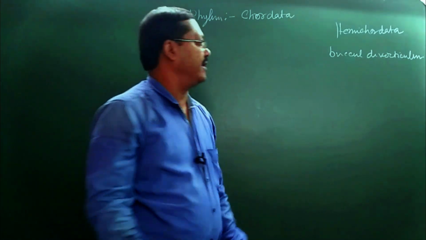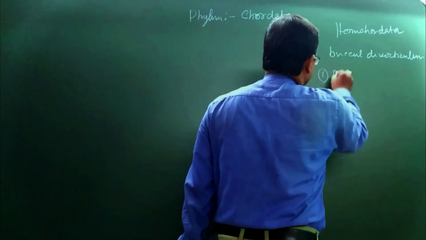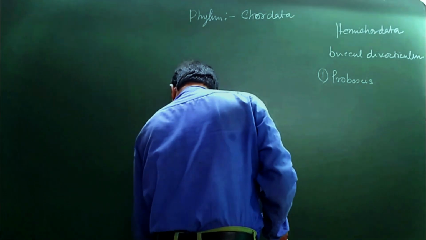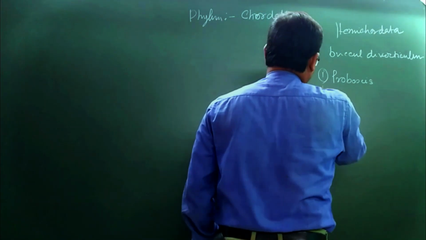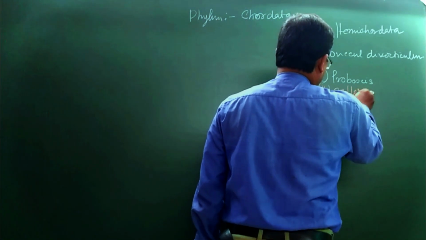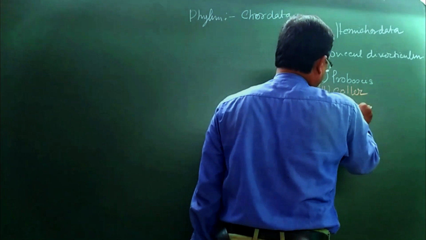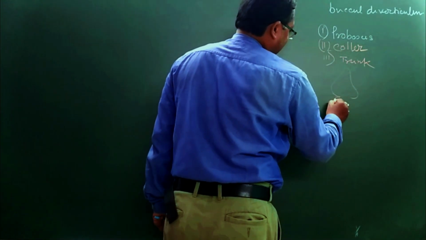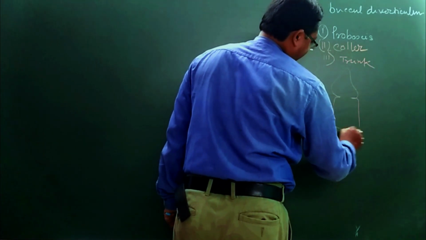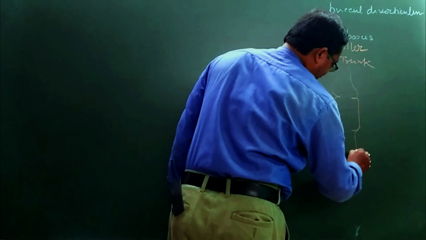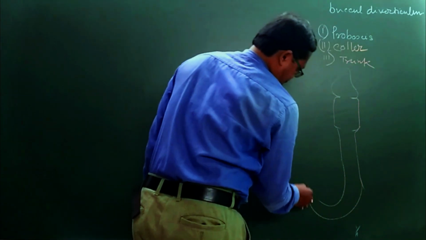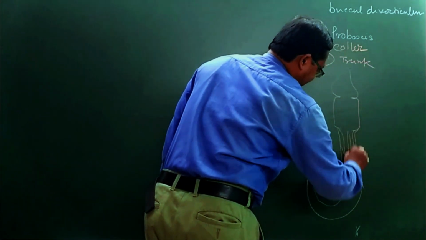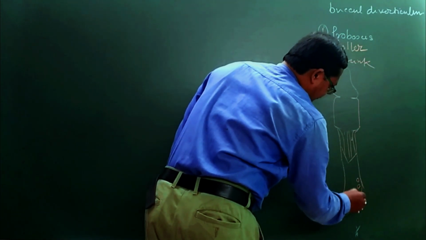The Hemichordata body generally consists of proboscis, collar, and trunk. The proboscis looks like this type of structure, then the collar, then consider the trunk. In the trunk, the genital wing is also present, and some hepatic region.